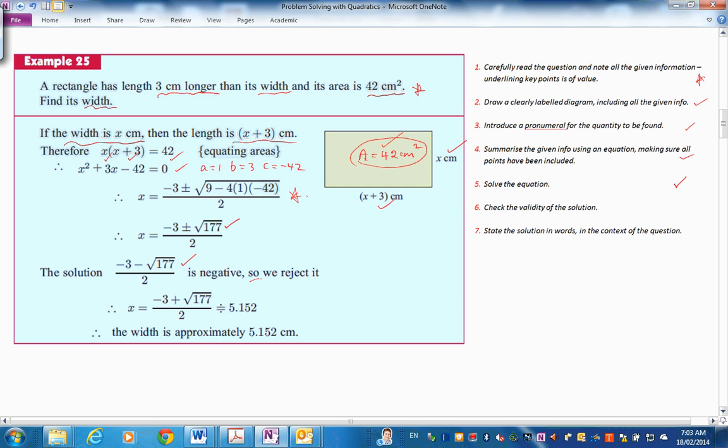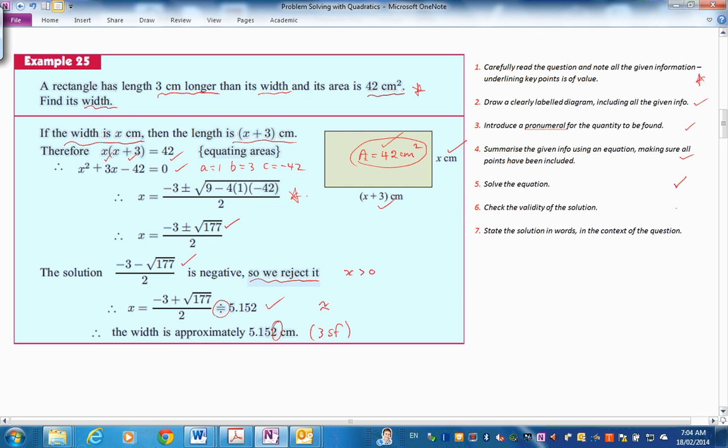it's negative, so we reject that, because here x must be greater than 0, it must be a positive length. So this is approximately 5.152, and we can use this sign or this sign, and we'd usually say round this off to 3 significant figures. It'd be 5.15 centimetres to 3 significant figures, stating what level of accuracy we've chosen to use.